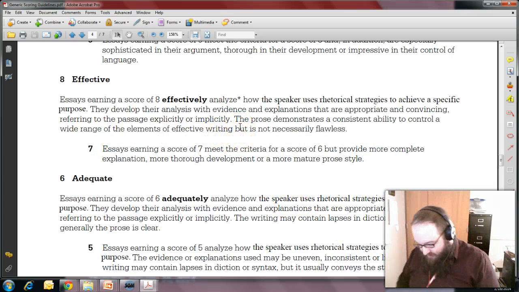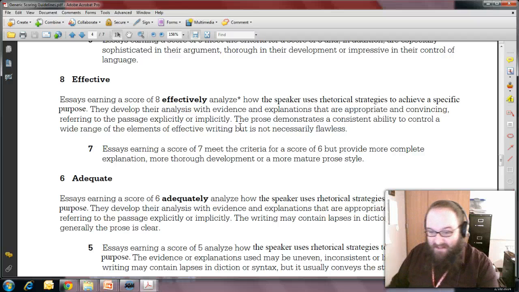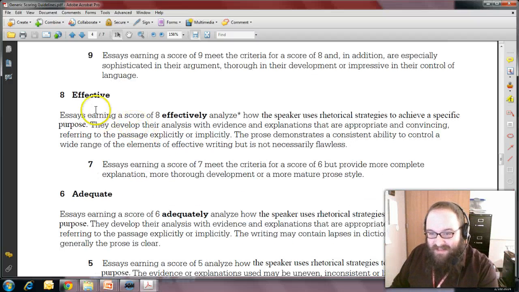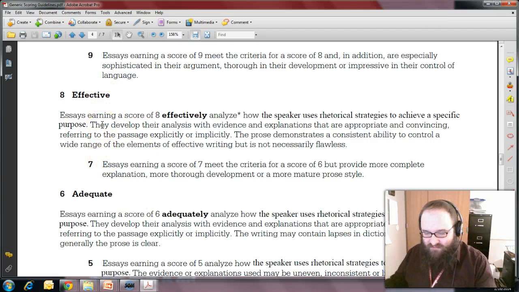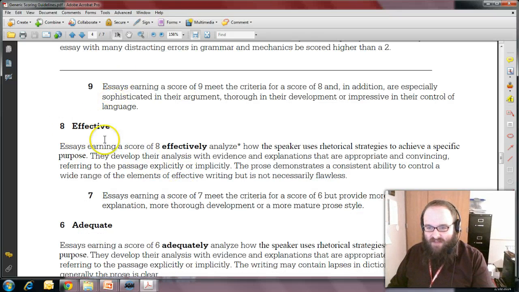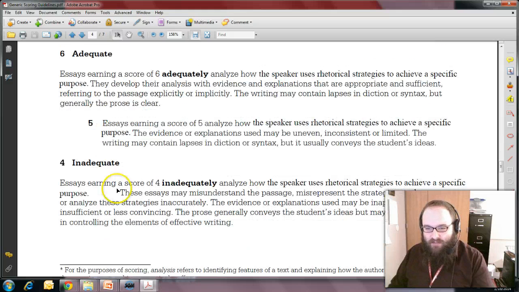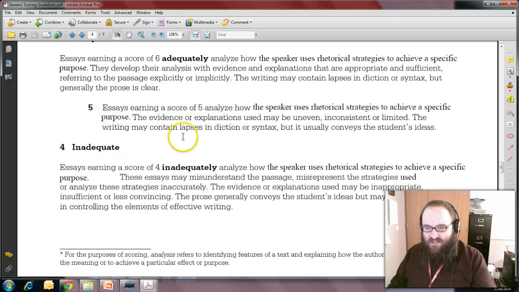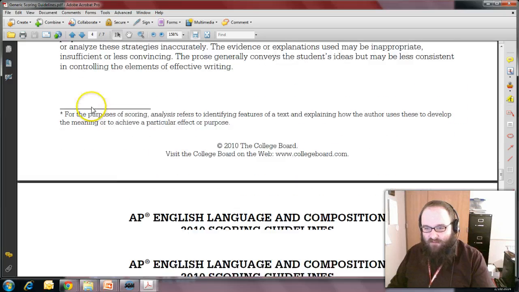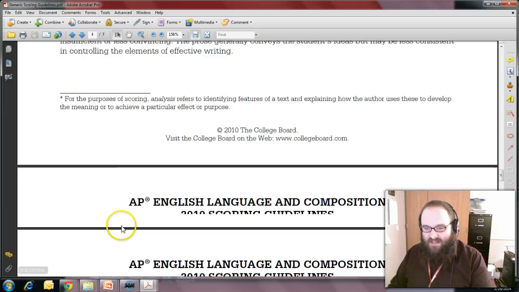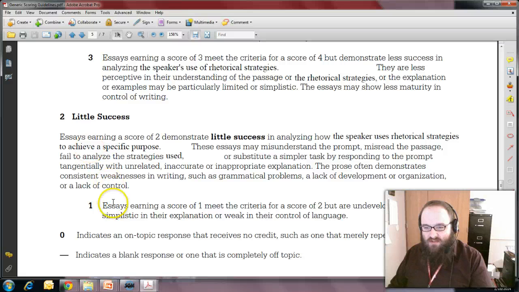One thing you'll notice right away is that the essay scores 1 through 9 are actually broken up into 4 sort of subcategories, if you could say that. 8 and 9 is considered effective. 6 and 7 is considered adequate. 5 is just kind of a score all by itself. 4 and 3 are kind of lumped together as inadequate. And then 2s and 1s are lumped together as little success, and then 0s and dashes are special cases altogether.